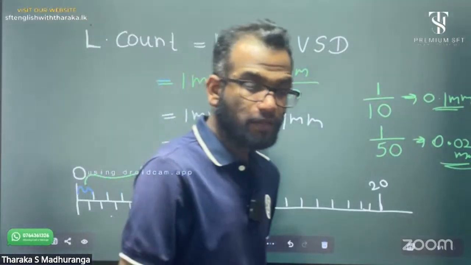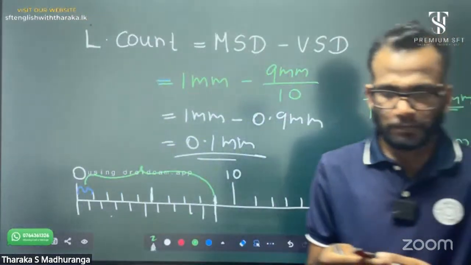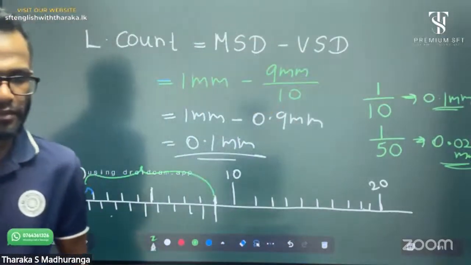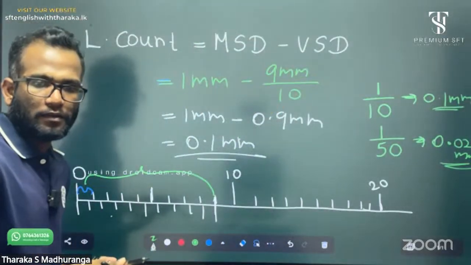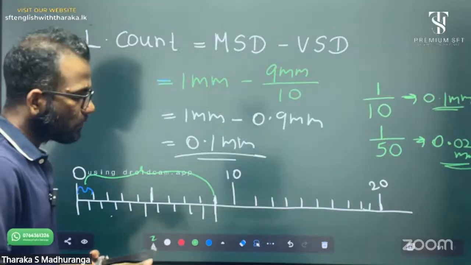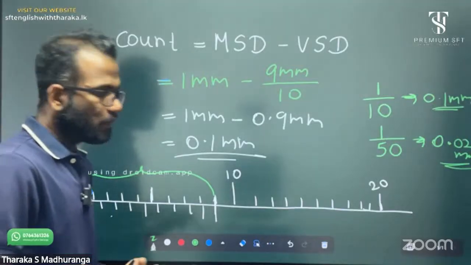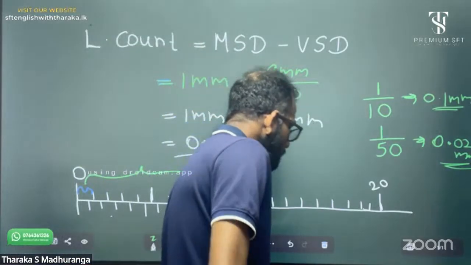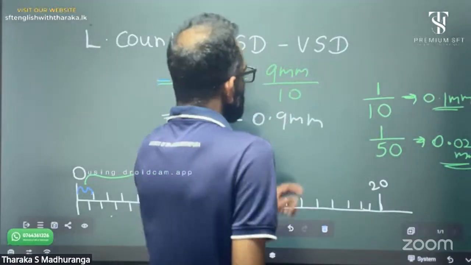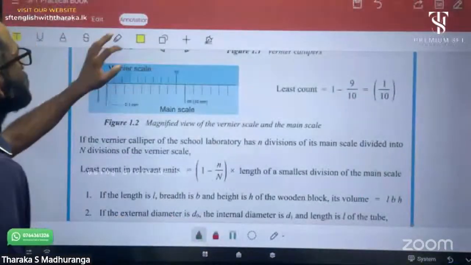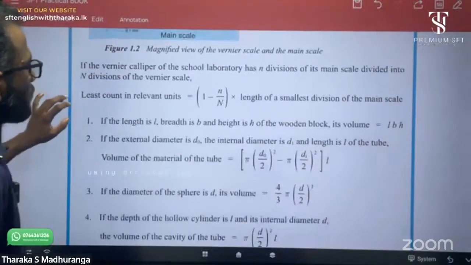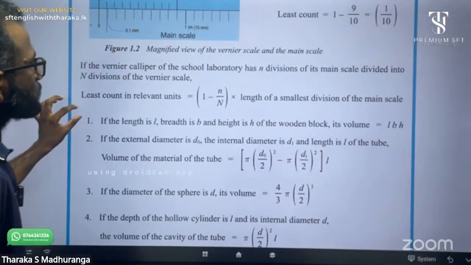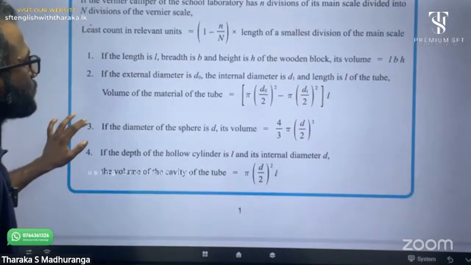Okay. I need your response. Okay, the least count is done. If you know the least count, let's see how to read a measurement using vernier caliper. How to get the measurement using vernier caliper.